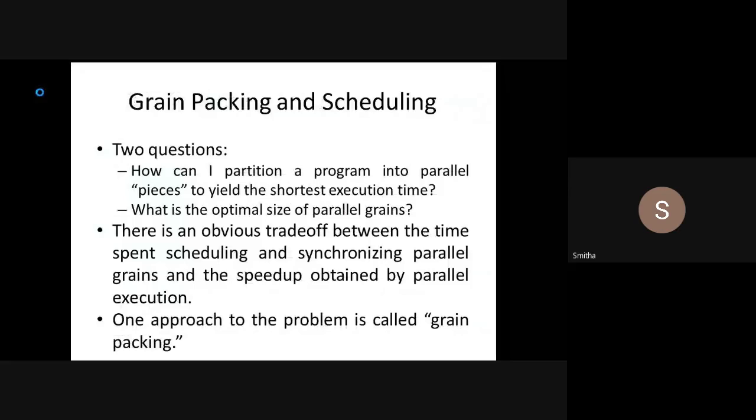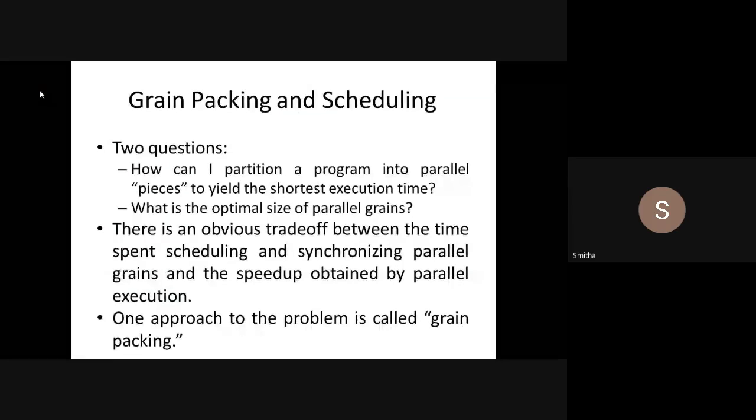Okay. Next, we will see what grain packing and scheduling is. Now, we will divide the program into subprograms or partitions. Then we have to pack those grains in order to reduce the latency. If we put all the grains in one module, or in different partitions, then there will be a smaller number of interprocessor communications, because we are putting everything together. We are packing. We will see how it happens.